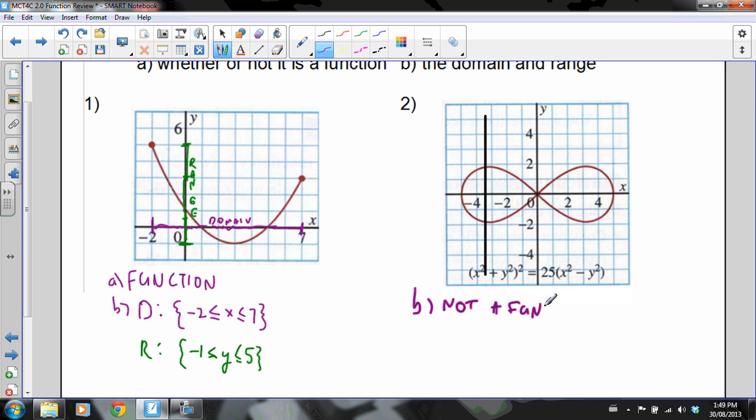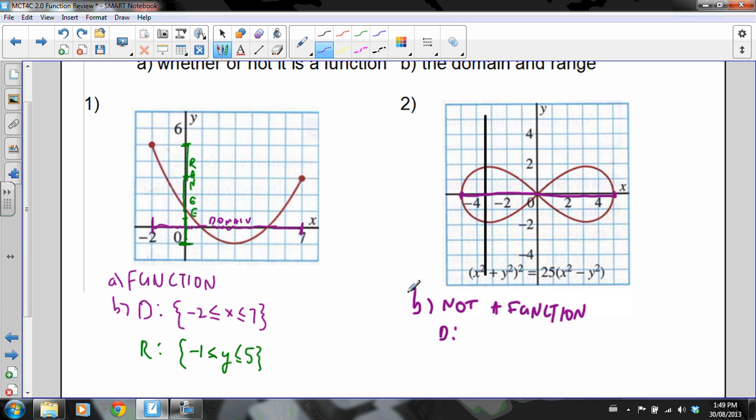But I can still talk about its domain and range, can't I? So the domain is all the values shadowed on the x-axis. I can see they start here. There's no x values over here. And that's all shadowed in, all the way from there to there. From -5 to 5. And so I'm going to write that down.